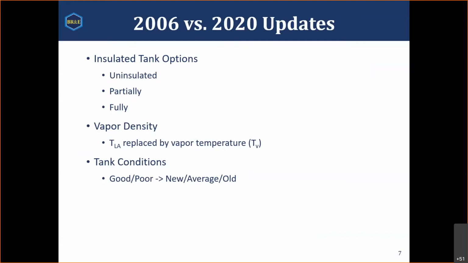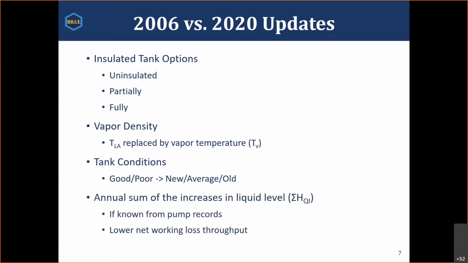Old is the same number as what we used to consider poor, but old has the definition now of paint is faded and dull. The addition is the average, which is just the average of those two. And the definition for that is the paint is in good condition, but the initial shine has faded. The suggestion is typically to use average unless it's been freshly painted or is definitely old and dull.